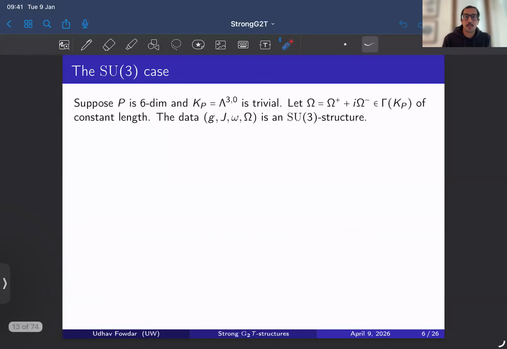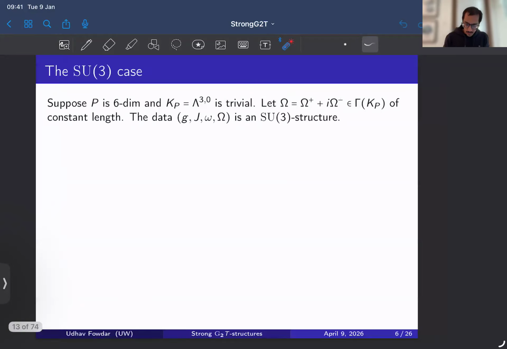So from now on, I'm going to assume that the underlying manifold has dimension 6, and that it has an SU(3) structure, meaning that its canonical bundle is trivial. And so I can pick a section of constant length, and I'm going to denote this section by capital Omega. This is a complex (3,0)-form, so it has a real and an imaginary part, which I'm going to denote by Omega plus and Omega minus. The data of this metric, this almost complex structure, the two-form and this complex (3,0)-form is going to be called an SU(3) structure.